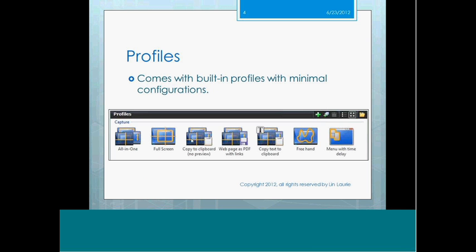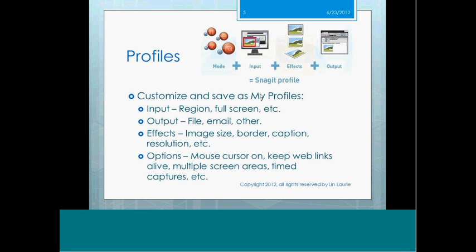So what you do is first you save it as the plus bar, and then you go ahead and you make changes to it. And we'll go through the types of changes that you can make here. So you can customize the input of all your screen captures. You can decide if it's going to be a region, a full-size capture. There are lots of different options you can select here.